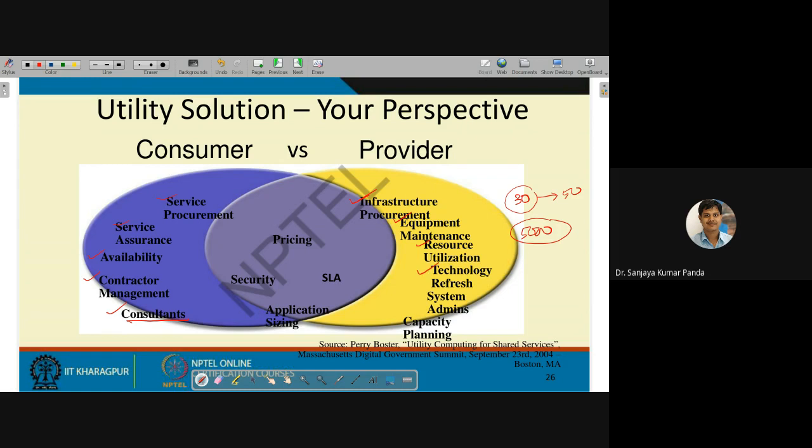So that's why resource utilization comes on the provider end. Similarly, if some technology is changed, like Windows 10 is there, tomorrow Windows 11 is coming. Nowadays we are also getting updates related to Windows 11. Who has to install Windows 11 on the servers? The provider has to do it. The consumer does not bother about it. The consumer only bothers about the amount they have to pay for that particular service. Similarly, other things you can see, system admins, capacity planning, these are all part of the provider. And the point where they meet, that is the marketplace.